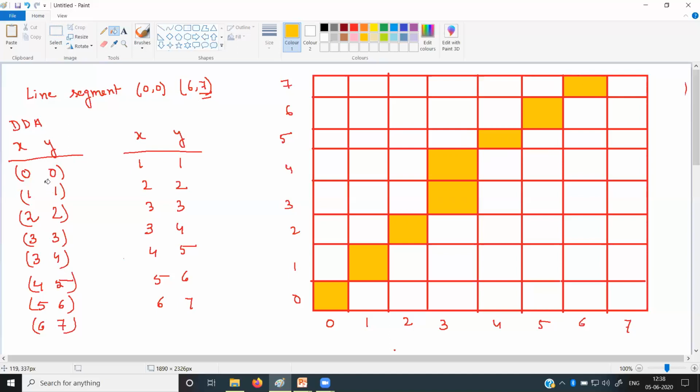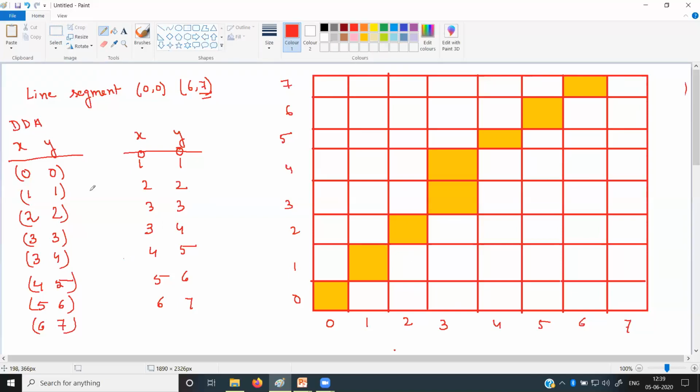So in this case, you can see that for the Bresenham line drawing algorithm, the outputs are also the same. So that's why I'm not redrawing it. Here the initial point is 0, 0. As I told you, you have to plot the initial point. So 0, 0 is there. This is 1, 1, 2, 2, 3, 3. After 3, 3, there is a 3, 4. This is 4, 5, 5, 6, 6, 7. So here, using the Bresenham line drawing algorithm, we are also getting the same line points, same line segment.